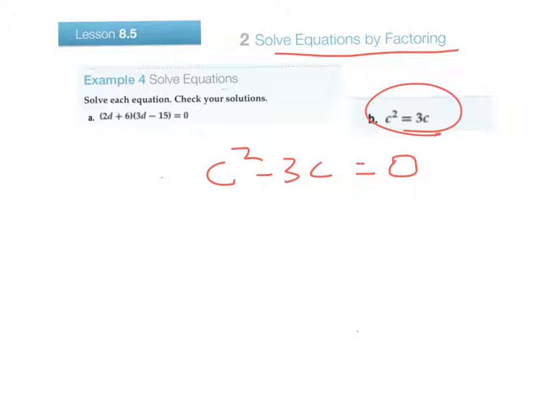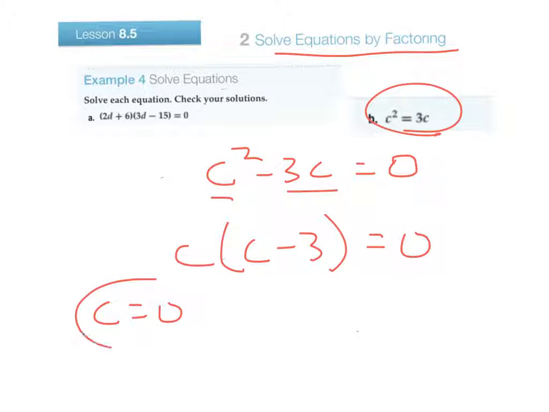So to factor that, what's common between these two? It's c. And when I factor out the c, I get c minus 3. And there's my parentheses. Remember, that's factoring with the distributive property. And once we have it factored, we set each factor equal to 0. So I can take c equal to 0. Well, that one's done. But then we have c minus 3 equals 0.